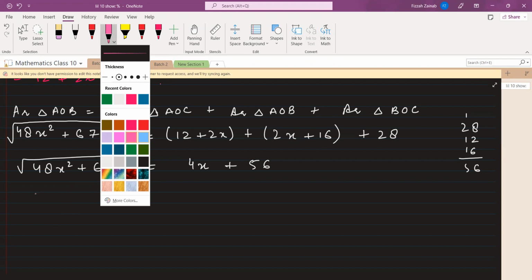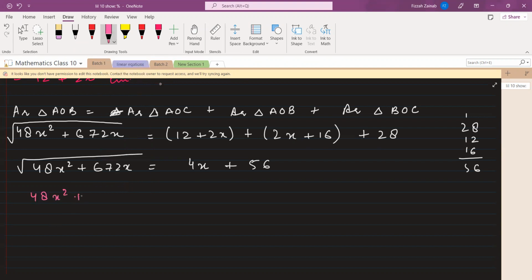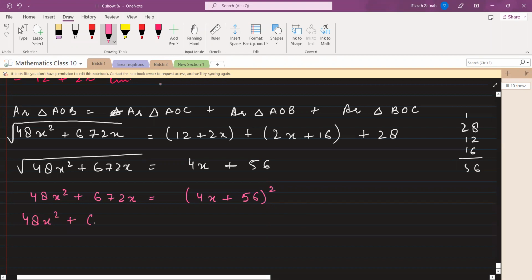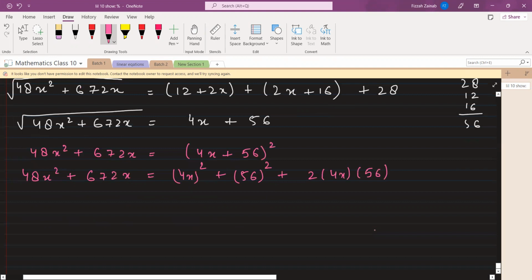Okay, you can square on both sides. So that becomes 48x square plus 672x. And this side, it becomes 4x plus 56 whole square, right? So this is now a plus b whole square. Is this step clear, everyone? Yes, ma'am. So this is a plus b whole square. That means a square plus b square plus 2 into A into B. Is that clear?